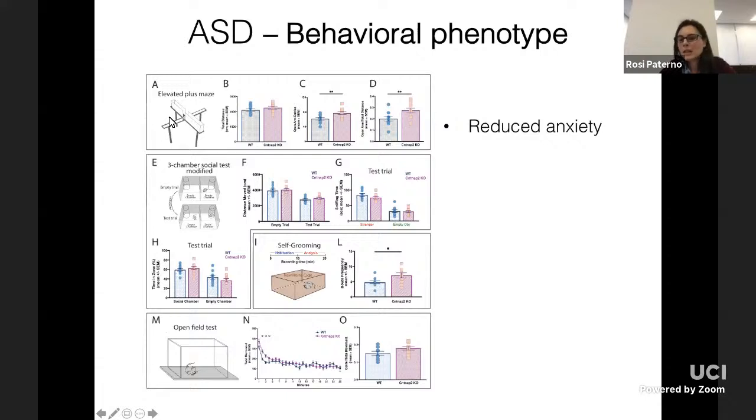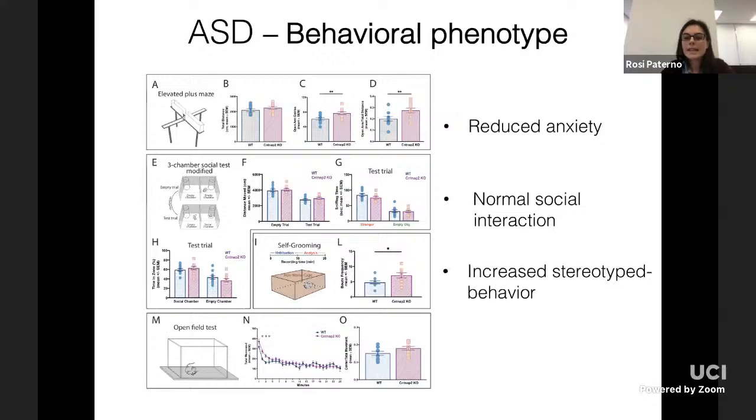As in the literature, we could replicate most of the findings already present, where the animals spend more time in the open arm using an elevated plus maze. We did not find any difference in social interaction using this modified three-chamber social test. They had increased stereotyped behavior using self-grooming, and they were also hyperactive in the open field test.